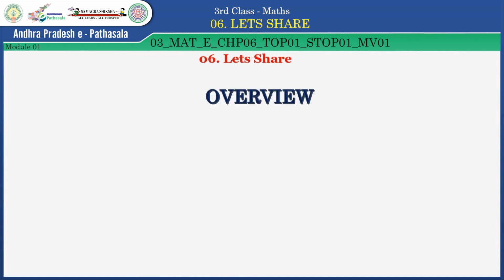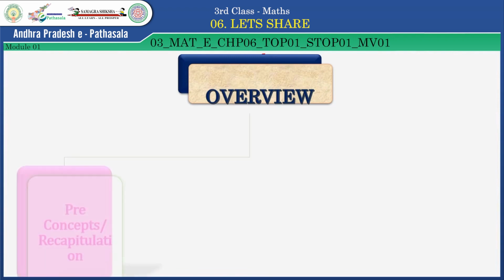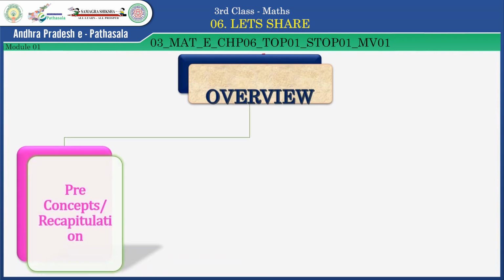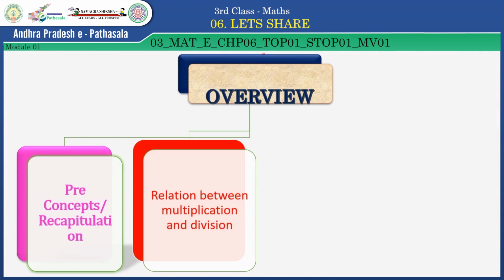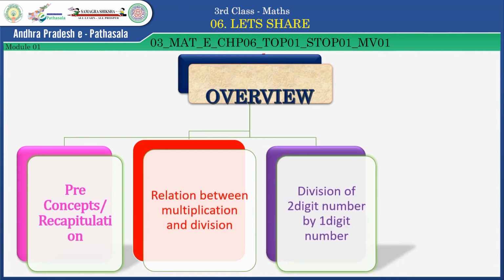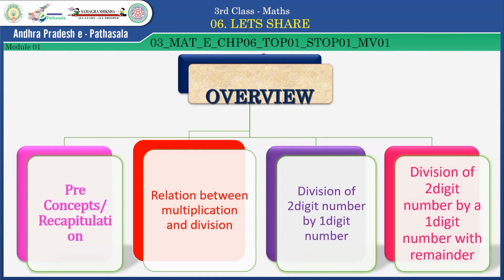Today we discuss the chapter Let's Share. The overview of this chapter is: the first one is pre-concepts recapitulation. The second one is relation between multiplication and division. Third one is division of two-digit number by one-digit number. And the fourth one is division of two-digit number by one-digit number with the remainder.